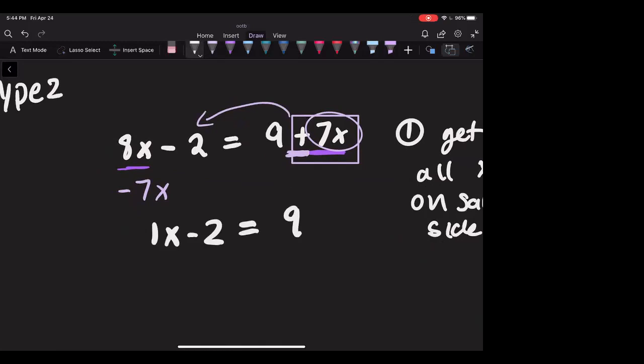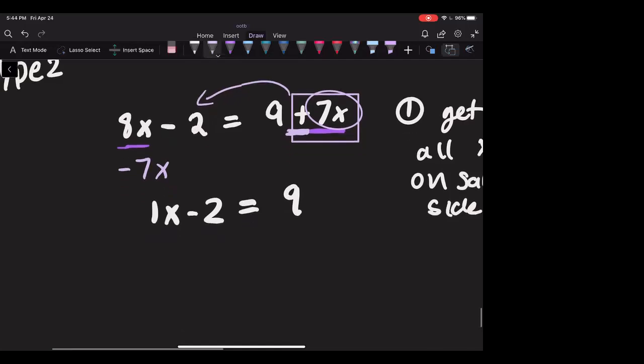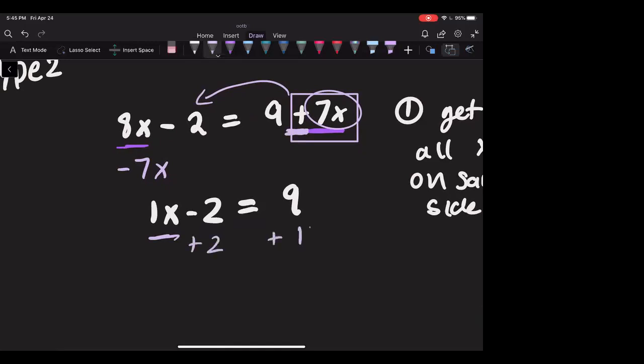Now it's back like our old questions where we want to get x by itself. Is there any addition or subtraction? There's subtraction. What's the opposite of subtraction? 11 is the answer. Exactly. And then you have not plus 11.